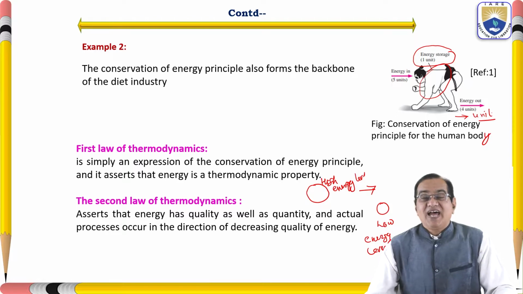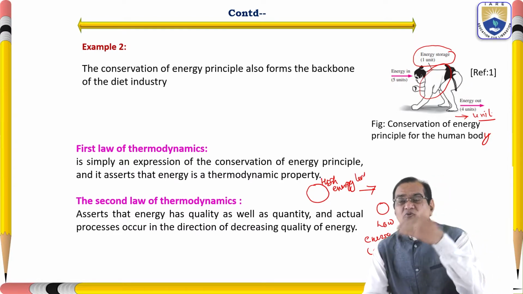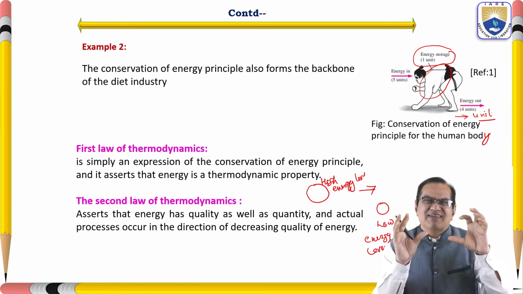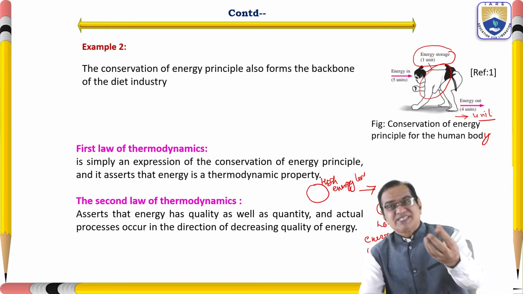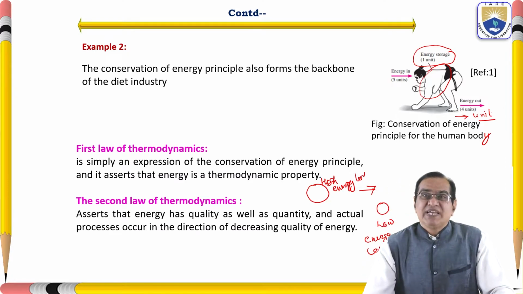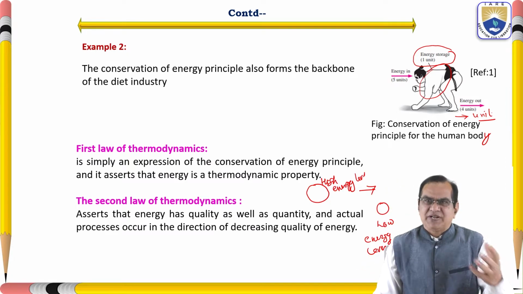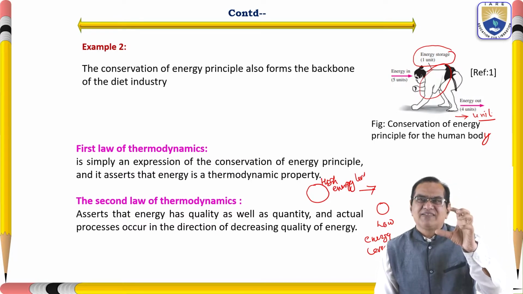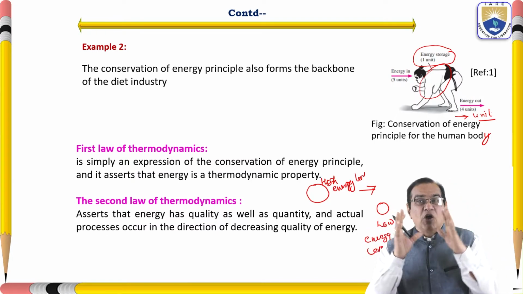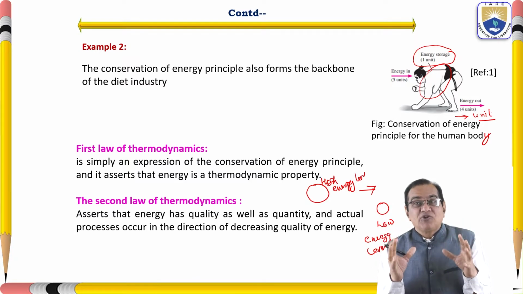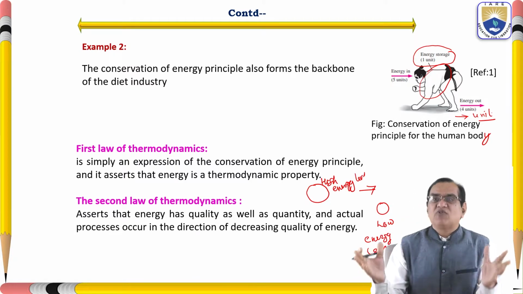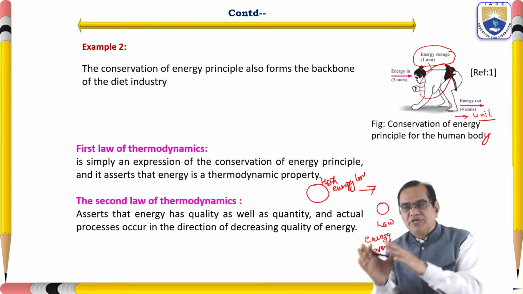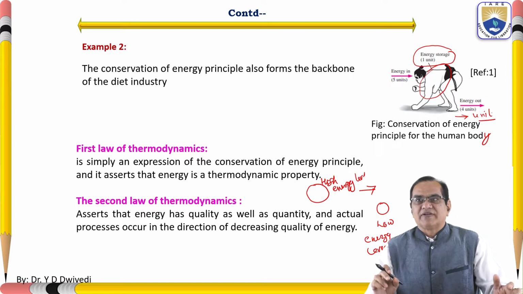So this is the second law. It will never go from low to high if you don't add something. So that is a basic concept of the second law. I will be discussing many classes about this first law and thermodynamics, but today I am just giving a name. In this, you can see that energy has quality and quantity, and an actual process moves in the direction of decreasing quality. So if high temperature to low temperature, high heat to low heat, like this it will work.